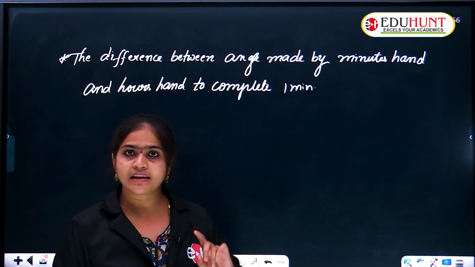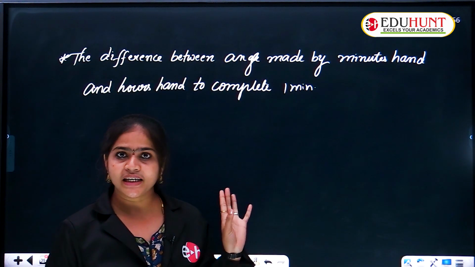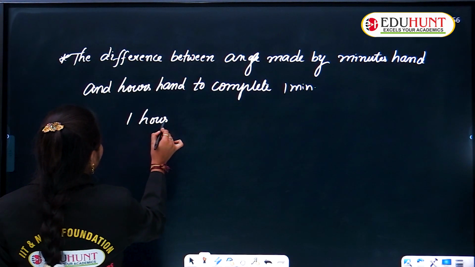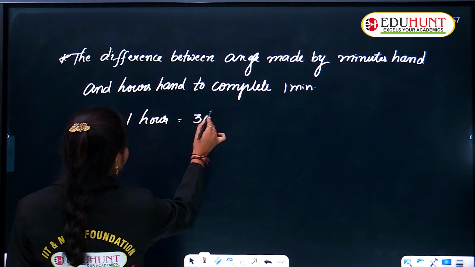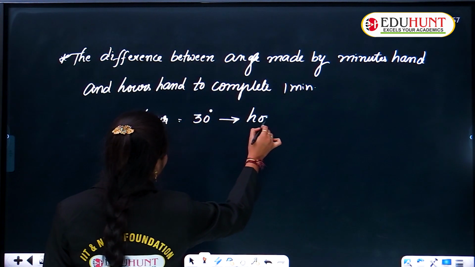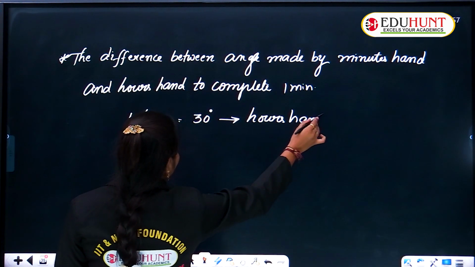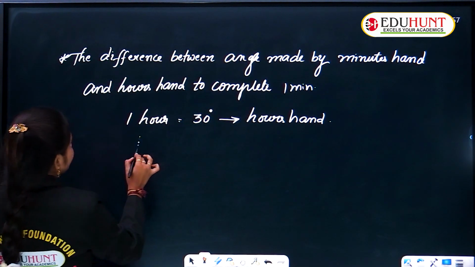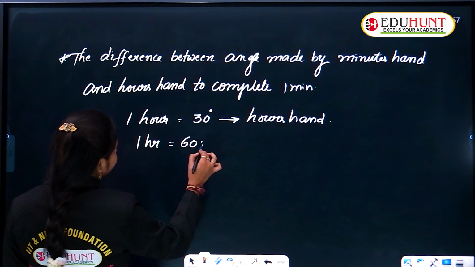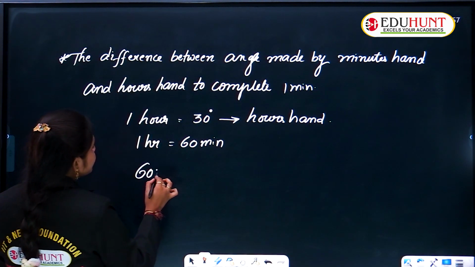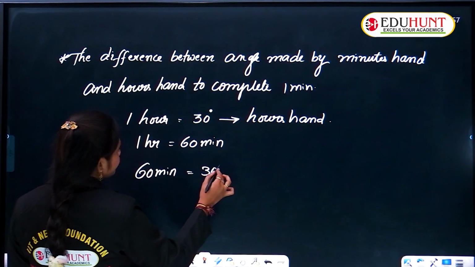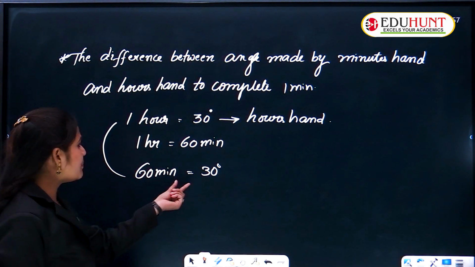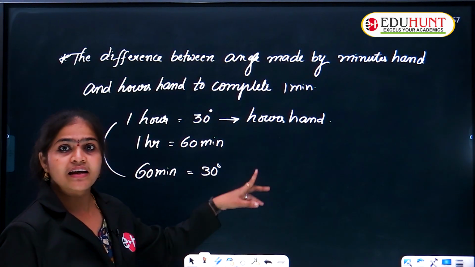For 1 hour we calculated. Now to calculate for 1 minute. In 1 hour, a 30 degrees angle is taken by the hour's hand. Now here, 1 hour is equal to how many minutes? 1 hour is equal to 60 minutes. So 60 minutes is equal to 30 degrees. 1 hour or 60 minutes, both are the same. Now here 60 minutes is equal to 30 degrees taken by the hour's hand.